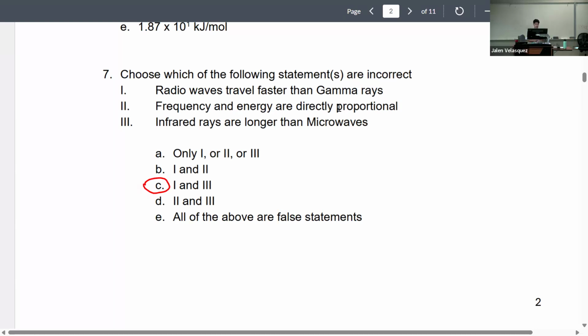Right? Number 1, you know, is totally wrong because all electromagnetic radiation travels at the speed of light, right? So radio waves aren't faster. And we know that infrared rays are shorter than microwaves, right? Okay, any questions on 7 there?